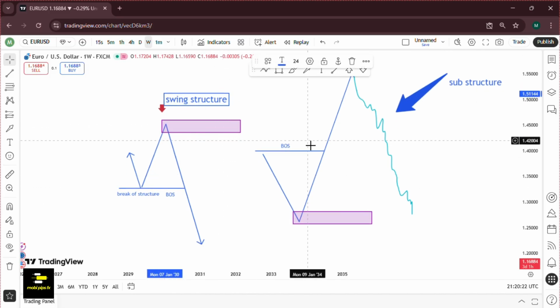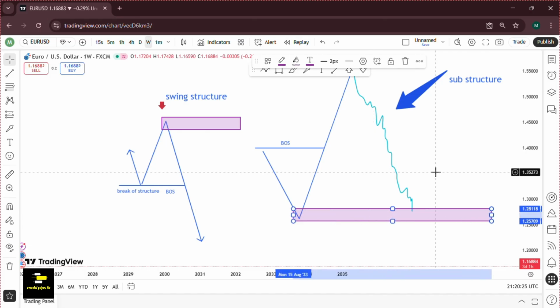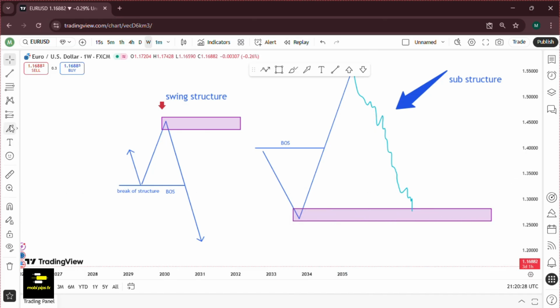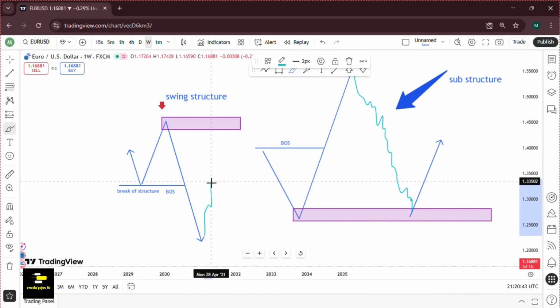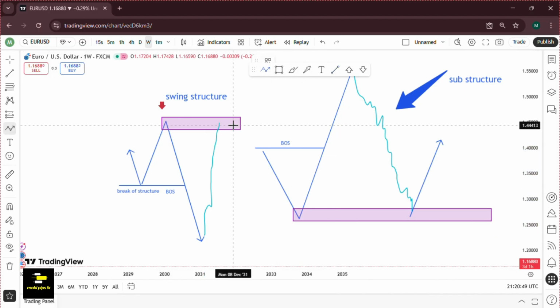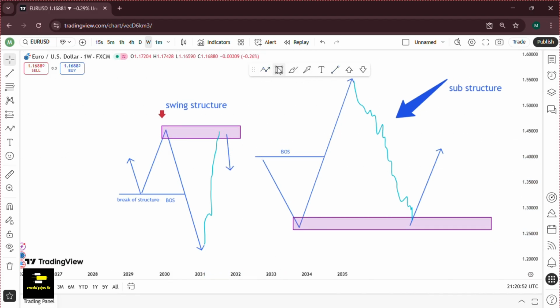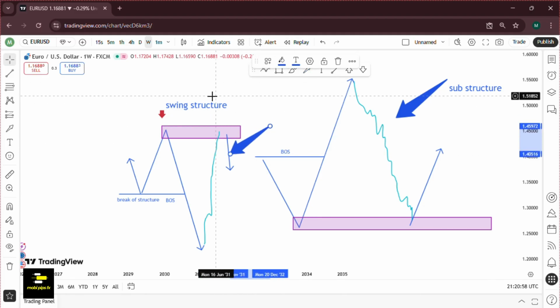This is the swing structure. Then finally, when price comes here and buys from here, or when it comes here, for the sell side, the bearish market, this is our substructure. And finally, when price gets here to sell from here, what we are seeing here is our minor structure.